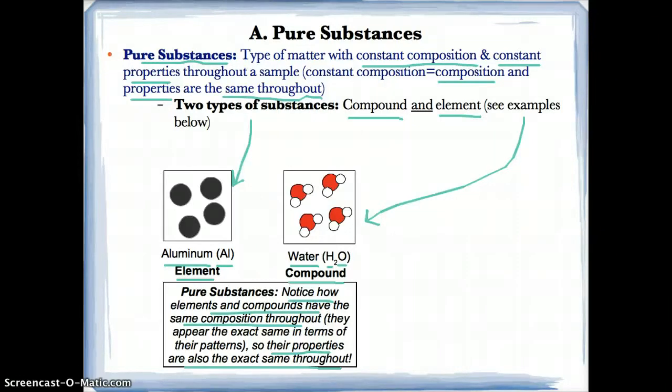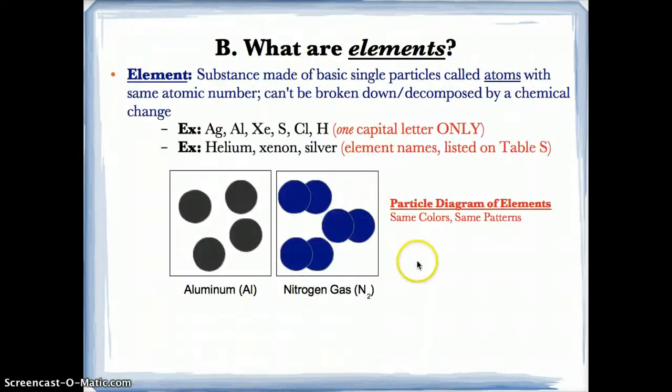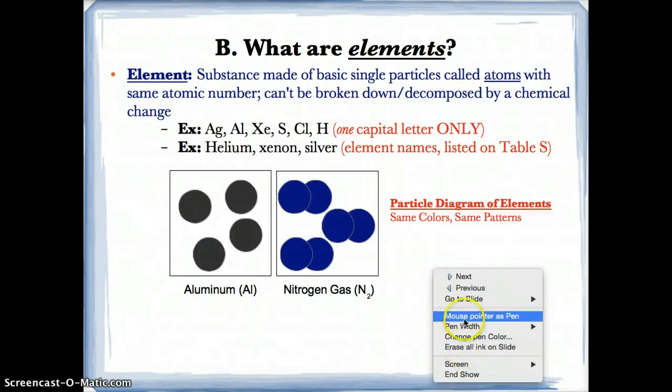Pure substances have the same composition throughout, meaning they appear the exact same in terms of their patterns. Each water molecule is one red sphere with two white spheres attached. And because their composition, or their appearance, is the same throughout in terms of their patterns, they have the same properties throughout. For example, aluminum is silvery and very shiny throughout the sample, whereas water is clear and tasteless throughout the sample. All right, let's first talk about the first type of substance, elements.